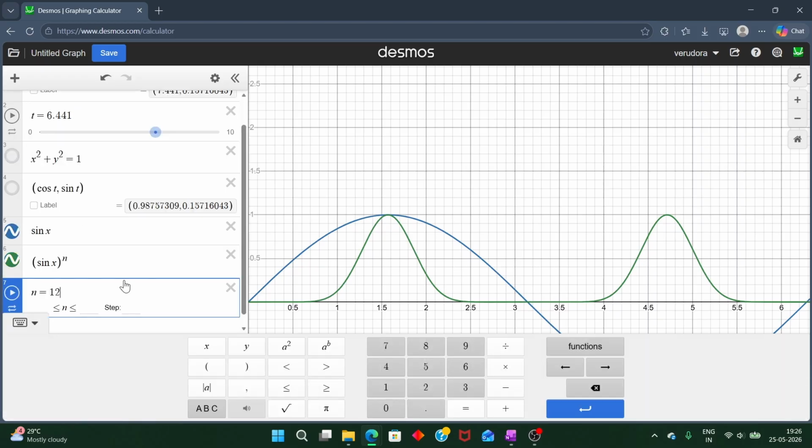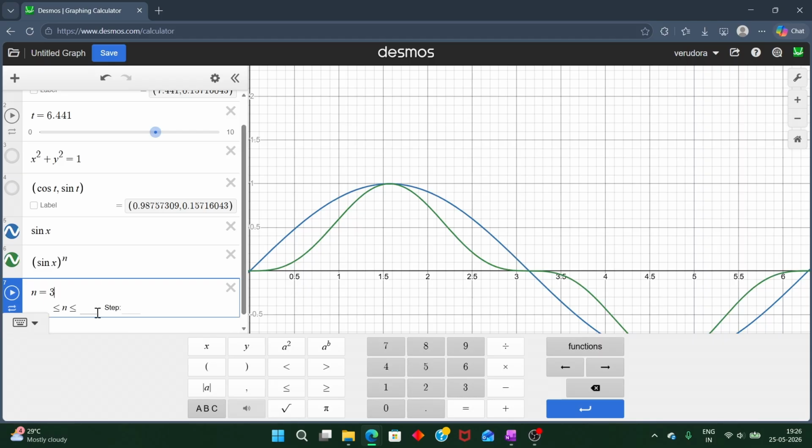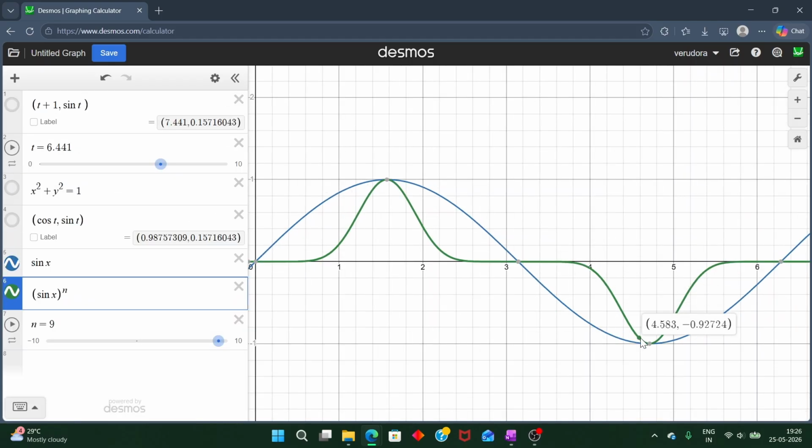And let's try odd numbers. So it becomes sharper, but here even your negative values are included. So now you have sine power 5, sine power 7, sine power 9. As you can see, it just becomes sharper and sharper. And now the real question that you have to understand is, how is this useful?